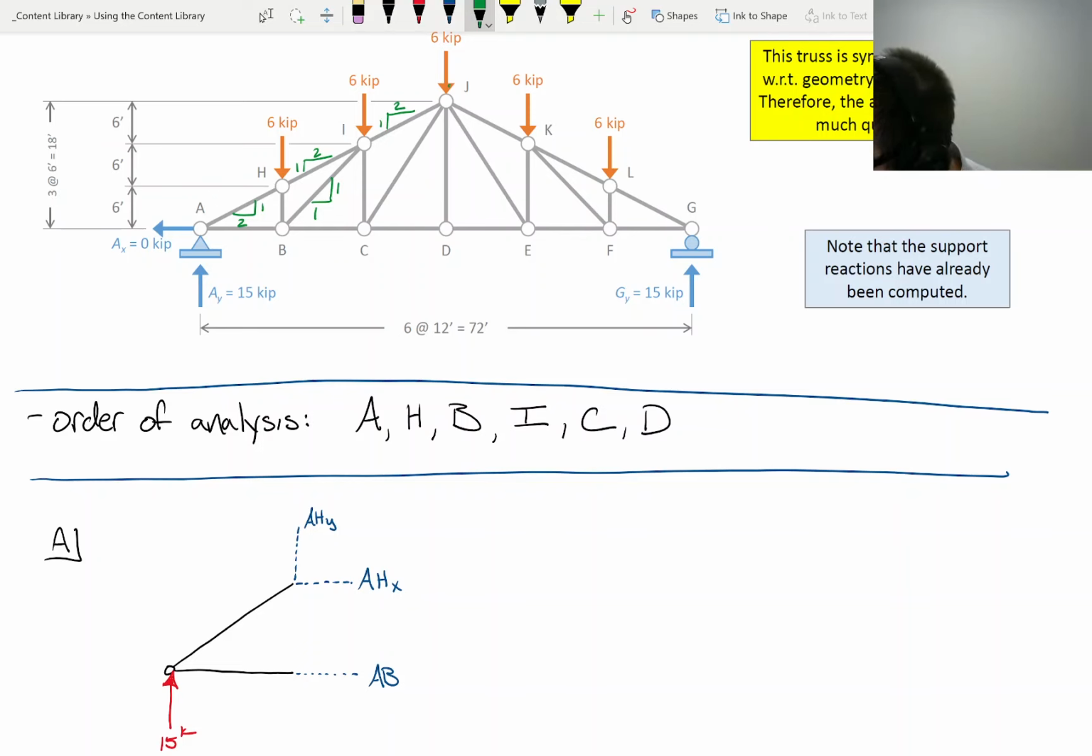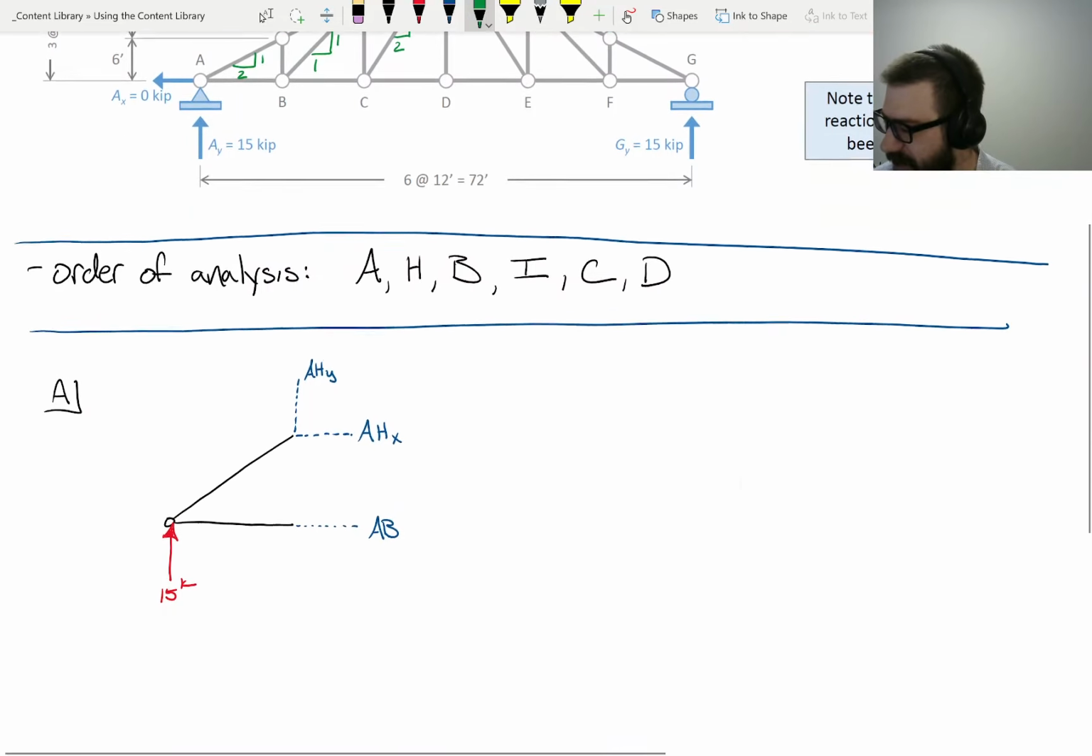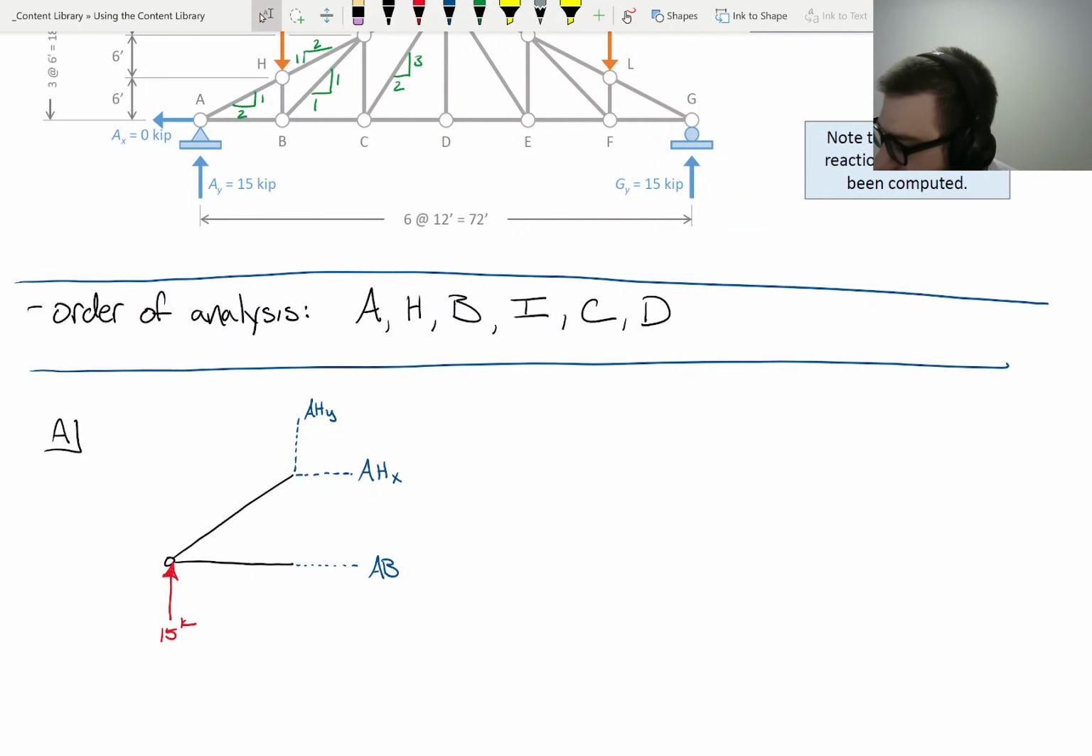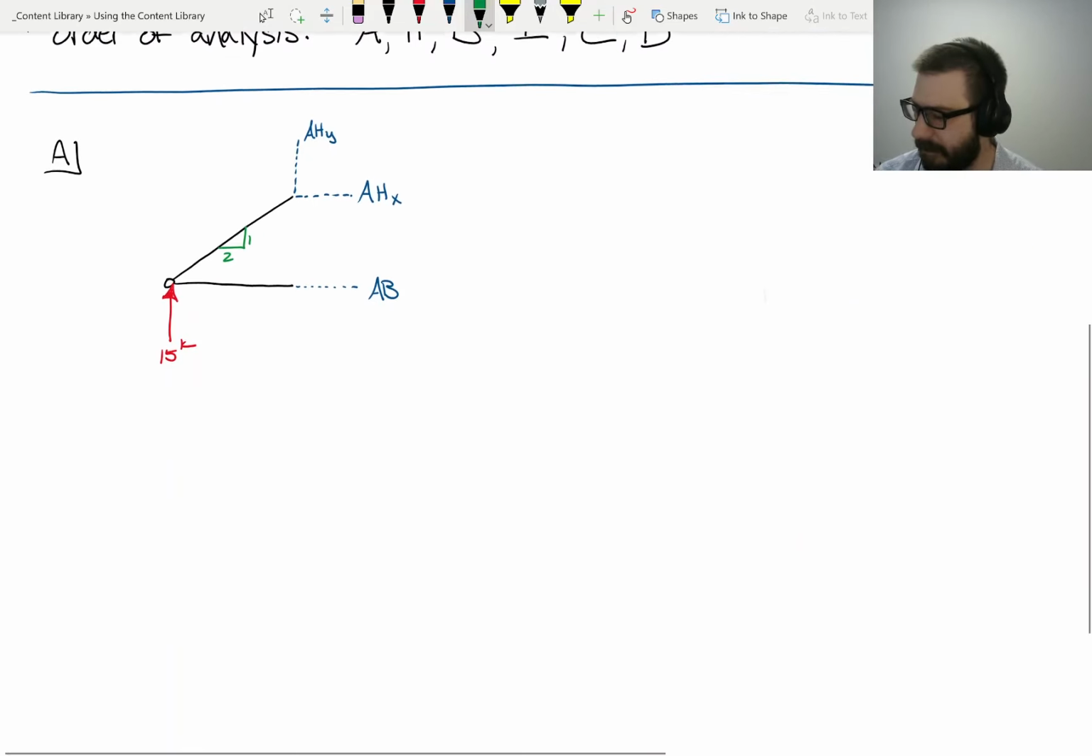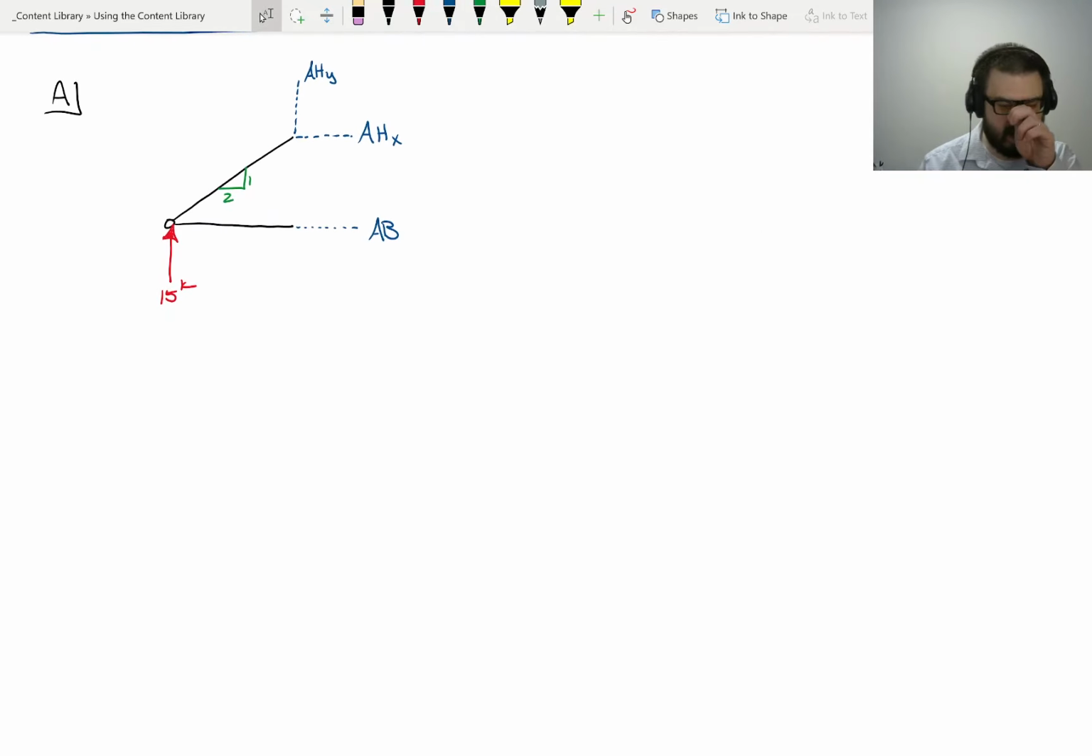As for this CJ member, we go over 12, and then we go up 6, 12, 18. So over 12, up 18, or over 2, up 3. Okay, I think that should be pretty straightforward. My point about that is when we go to joint A, this is going to be 2 to 1. So we're going to put that 2 to 1 right there. Okay, so now we've got a joint to analyze.